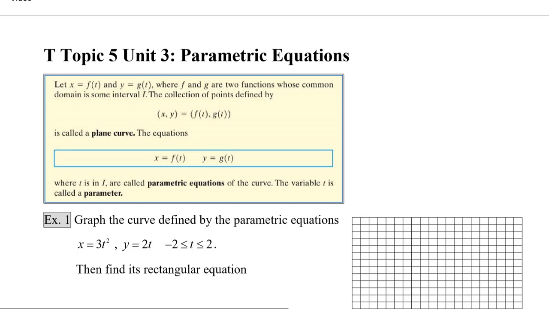Welcome to Topic 5, Unit 3, Parametric Equations. Recall from the investigation that parametric equations are when we define x and y as functions of another parameter. Typically, we make that parameter time. So we can see here that we have defined x as a function of time and y as a function of time, and we call these parametric equations.